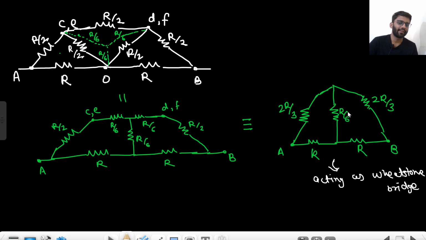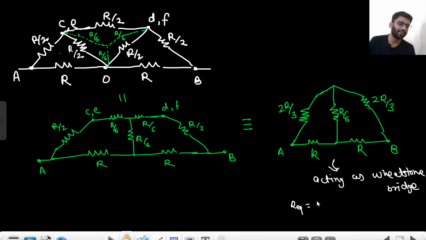Okay, so the current through this is 0 because 2R by 3 into R equals 2R by 3 into R. So the current through R by 6 is 0. So this 2R and 2R by 3 will come in series, so it will equivalently give me 4R by 3, and this R and R will also come in series. So 4R by 3 parallel with 2R. So R equivalent will be 2R by 3 and 2R by 3 will come in series because R by 6 is gone.